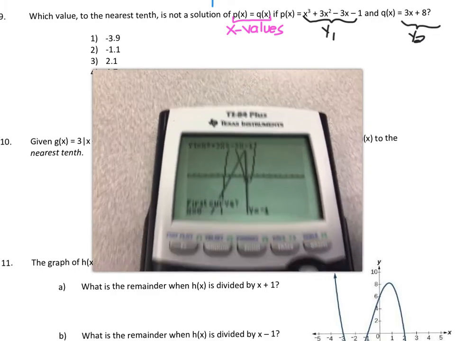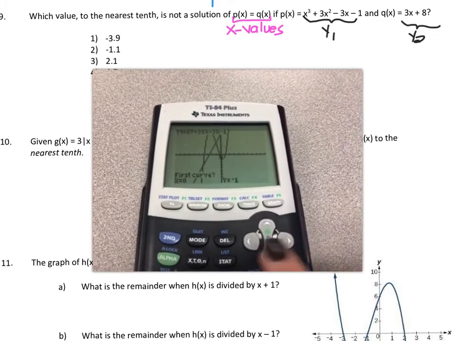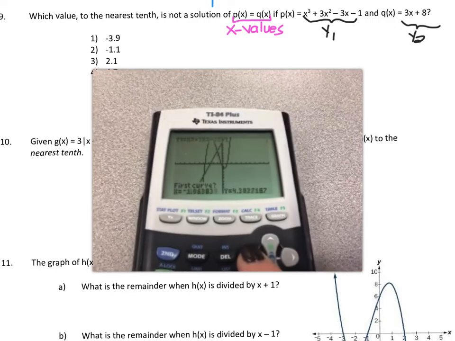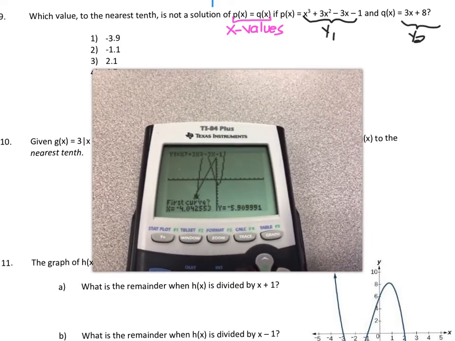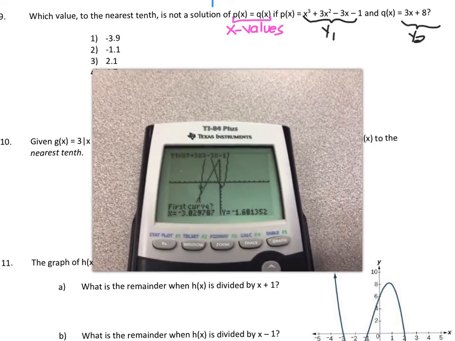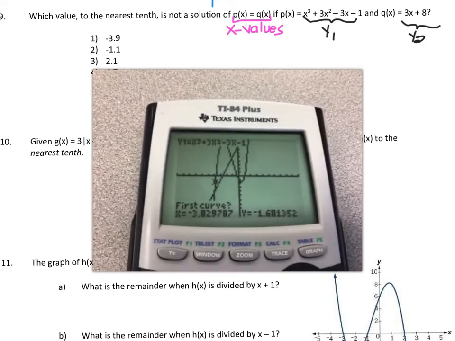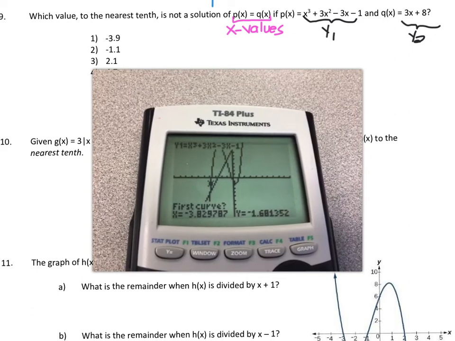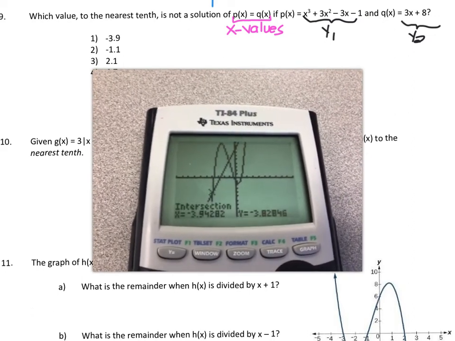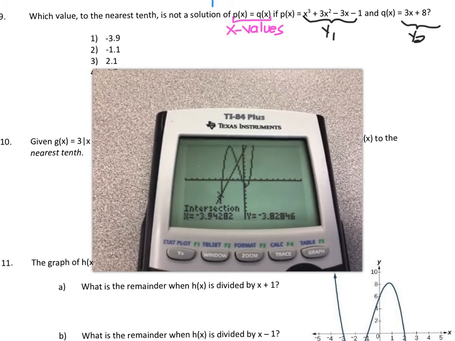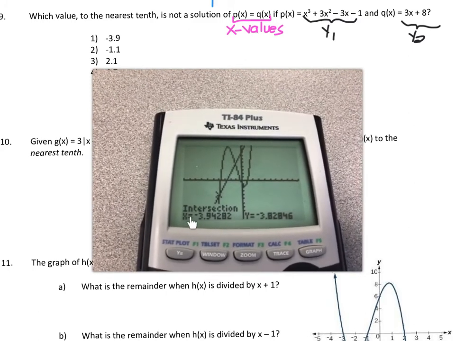All right, so what I'm going to do is I'm going to use my arrow keys. I'm going to start with this left arrow key, and I'm going to move my cursor until I get as close as possible to this first point of intersection. Now, if you notice, I can't get right on it, but as long as you're closer to that point of intersection than any of the others, you're going to hit enter 3 times. So you're going to hit enter, enter, enter, until you see right here where it says intersection on your screen.